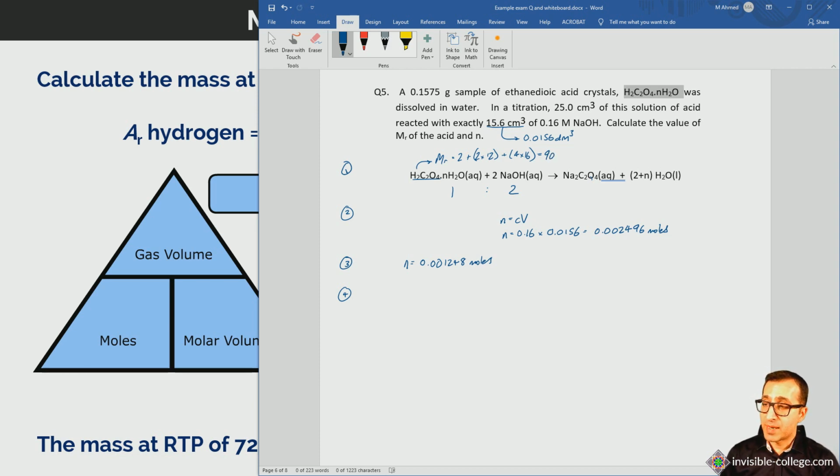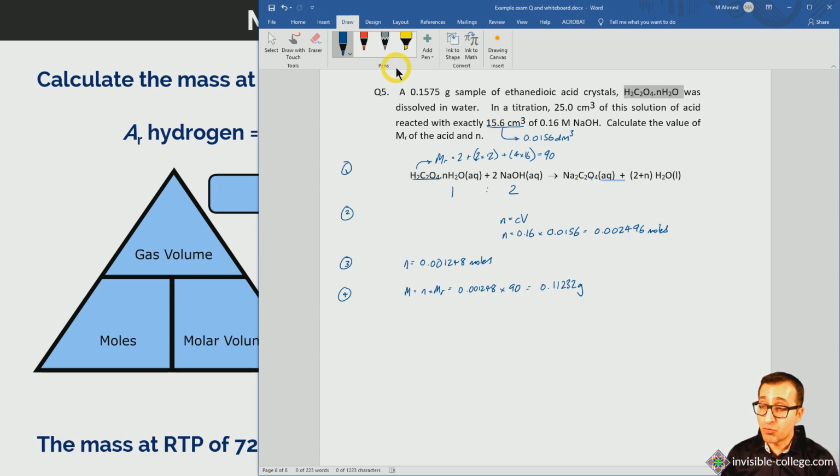So we now have enough information to calculate the mass of anhydrous ethane dioic acid that reacted with the sodium hydroxide. So the mass is going to be the number of moles times the relative formula mass. This is going to be 0.001248 moles times 90. And this gives us a mass of ethane dioic acid of 0.11232 grams. So this is the portion of the hydrated ethane dioic acid which was only made up of ethane dioic acid molecules.